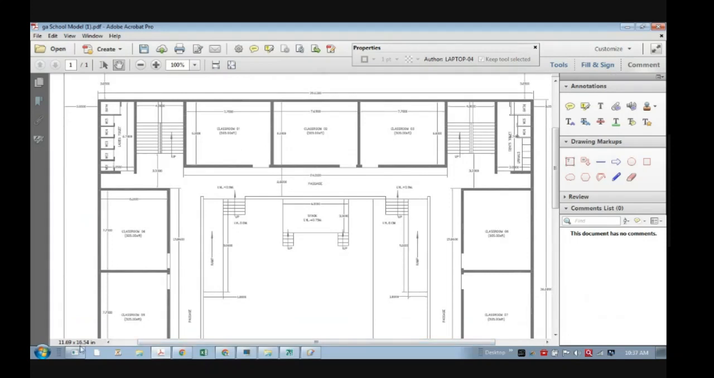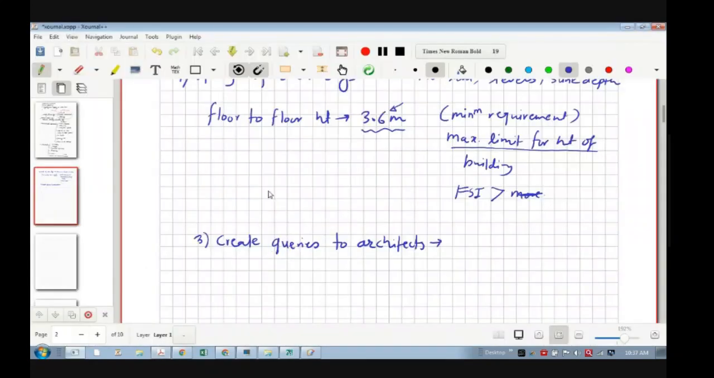So let's say these are the queries we are listing down for the architect. Please share window location. You should develop the questions, it's very important. Location and sizes. Any other question?